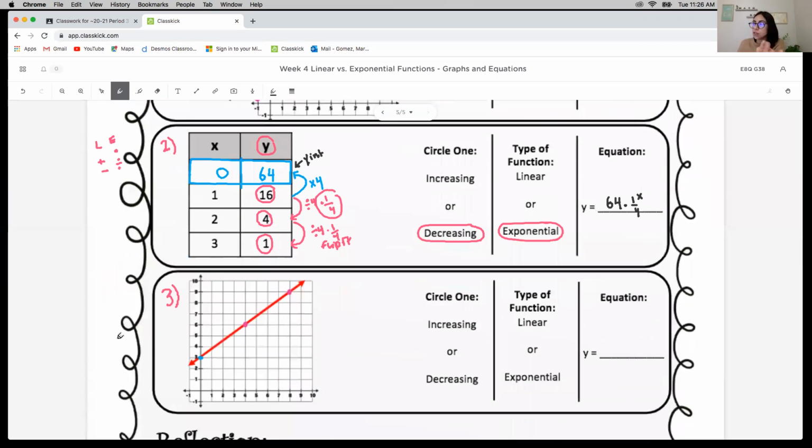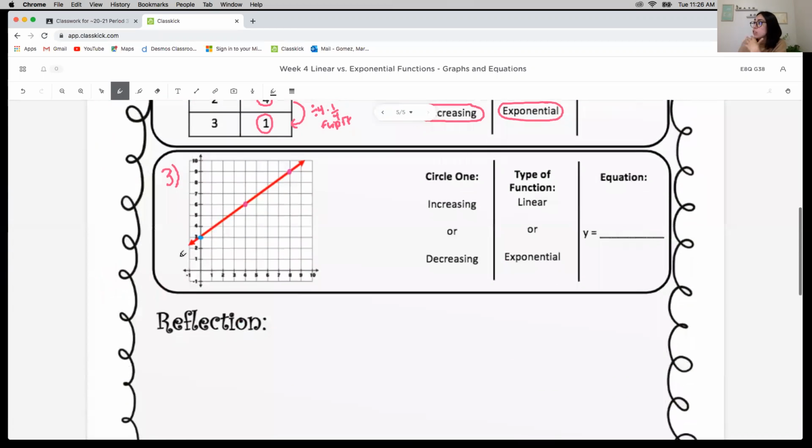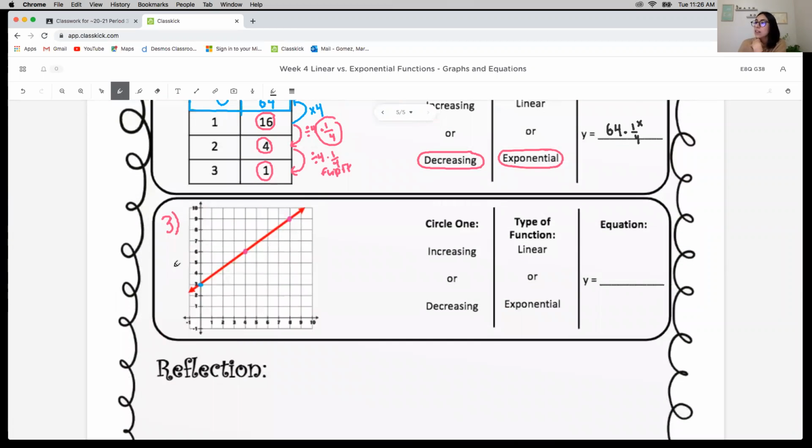We're going to work through tables more in the future, so don't worry, we'll come back to these. Let's move on to this one. We have a couple minutes left. Number 3. What did you guys say? Is this increasing or decreasing? Increasing. Good.